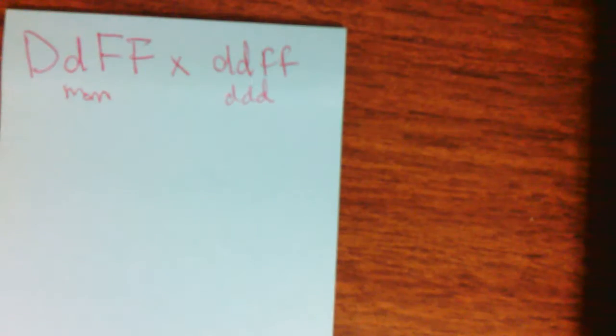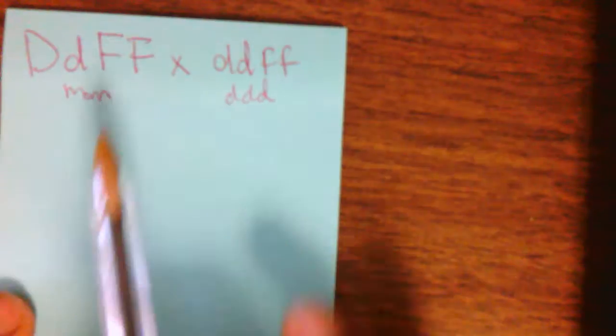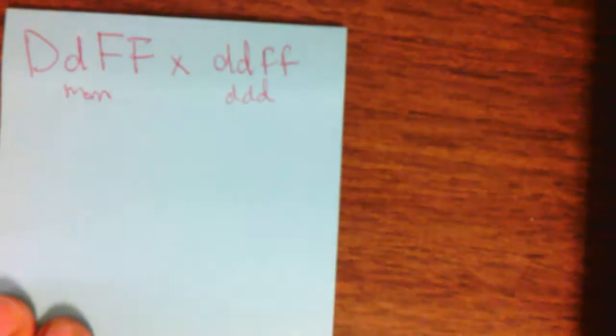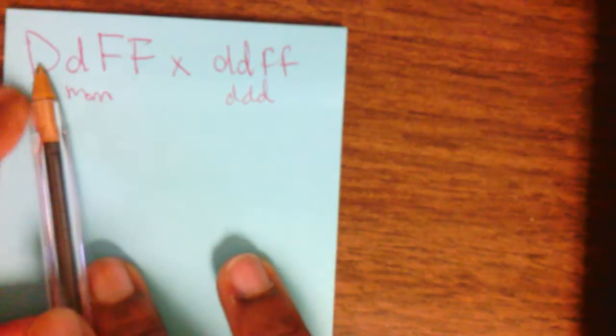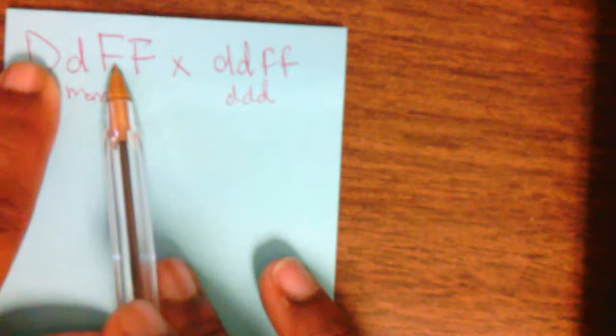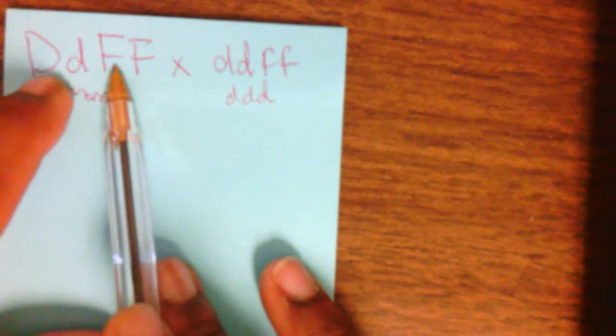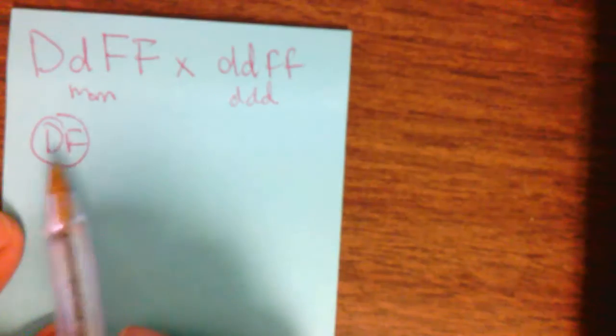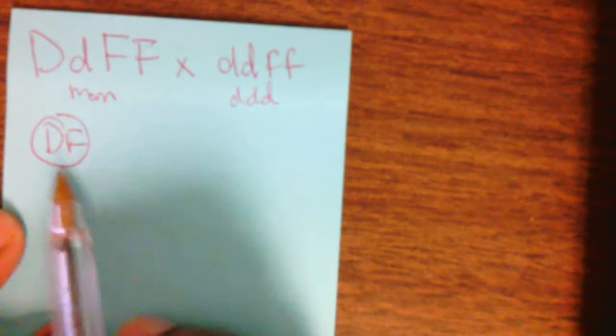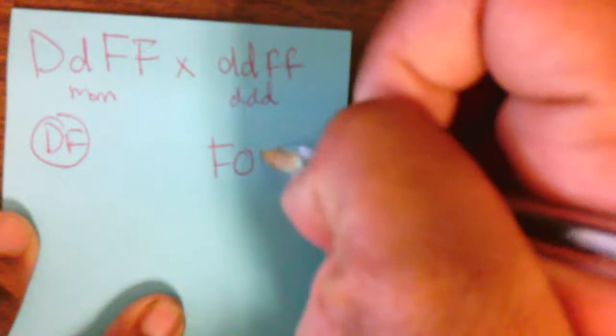FOIL means first, outer, inner, last. So let's go ahead and look at mom's first. So first, notice how this is the first D, and that is the first F. That is what F in FOIL means. It means you're going to put a D and an F in one of the gametes. That's one of her egg cells. You write FOIL. So you've done F.